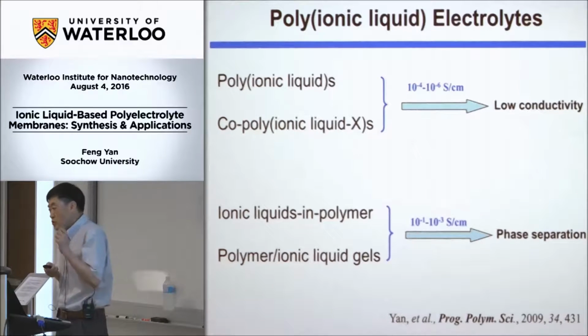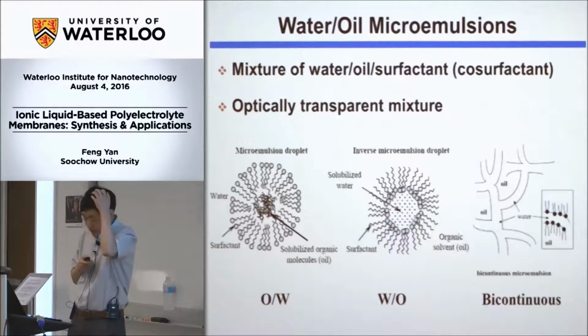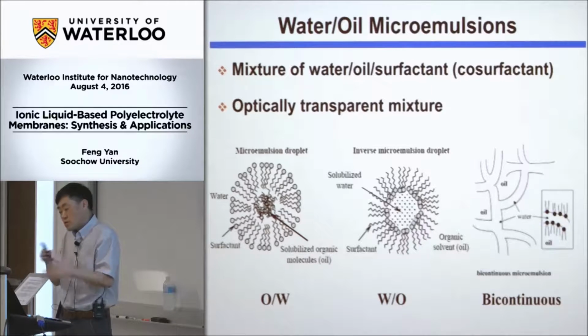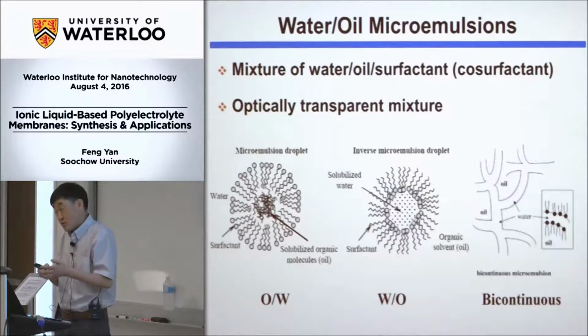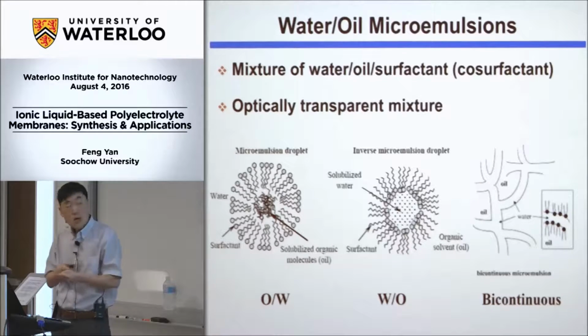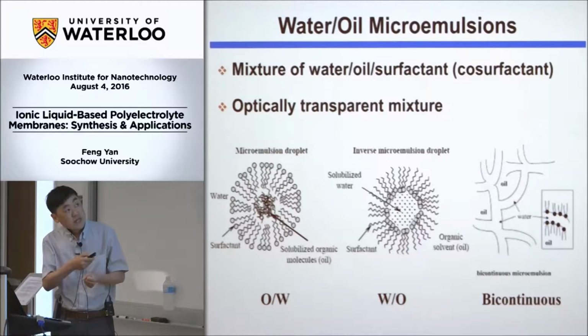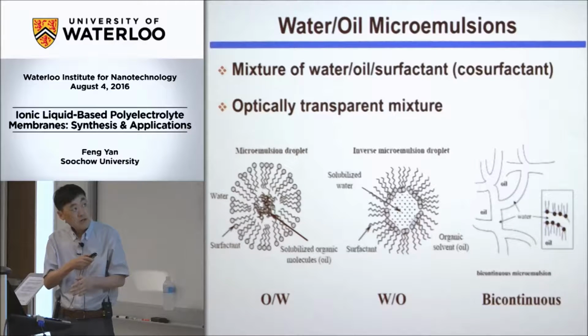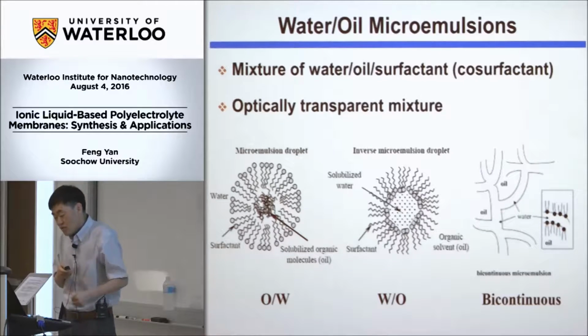So how do we overcome this problem? We come to a very old story. For example, water and oil don't like each other, and it's hard to make a homogeneous system of water and oil. But with the addition of surfactant, you can get an optically transparent mixture. That means both water and oil are dispersed at nanosize, and then they can be very well dispersed in each other.